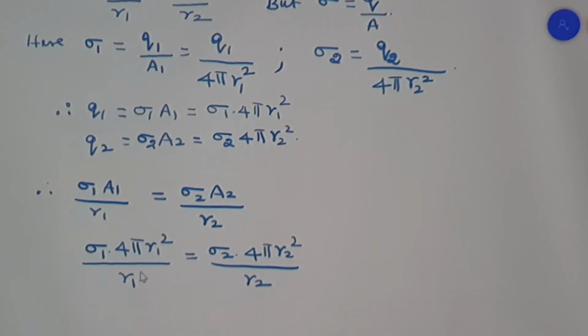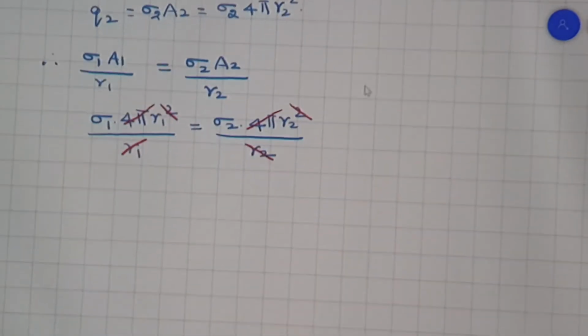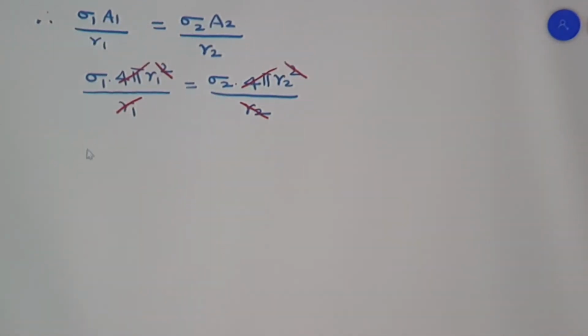So on simplifying, one of the R1 will get cancelled. Here one of the R2 will get cancelled. Here you will be getting 4 pi. Here you will get another 4 pi. So what is the final answer that you are able to get? From this I can say that sigma 1 R1 is equal to sigma 2 R2, which is equal to a constant value.